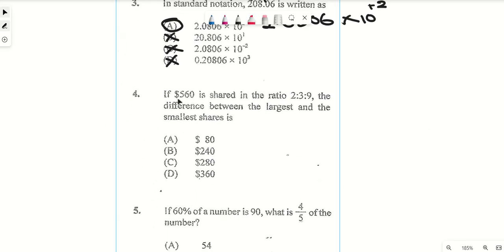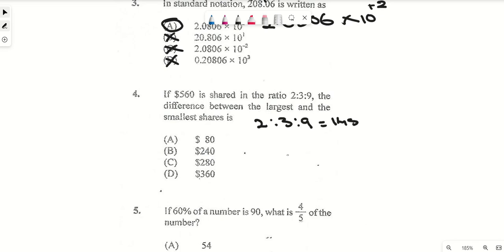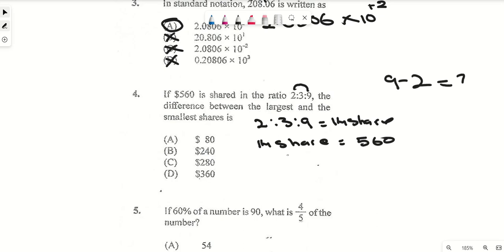Okay, number 4. If 560 is shared in a ratio of 2 to 3 to 9, the difference between the largest and the smallest share, I think we did this already. I think the answer was 80, but we're not sure. First off, we're going to find the total number of shares. It's 2 to 3 to 9. This equals 14 shares. So we know that 14 shares equals 560. They said the difference between the largest and the smallest. It wouldn't be 80. The largest and the smallest is 9 minus 2. 9 minus 2 equals 7.